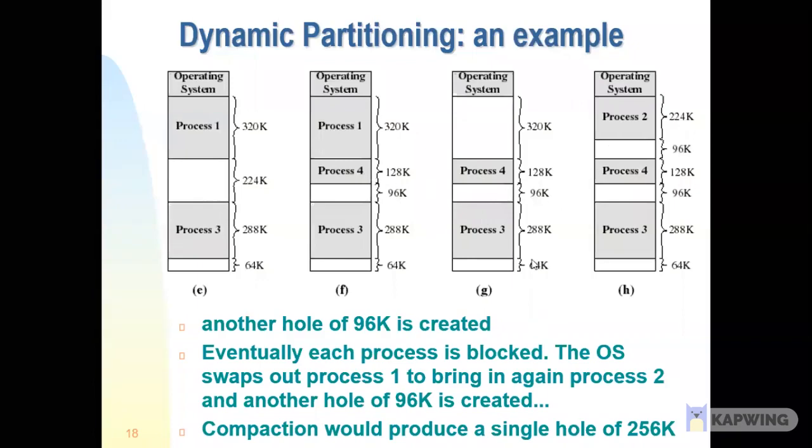Now again, which process comes? P1 is out. So it will release how much memory? 320K. Swap out is your process 1. Now process 2 you want to execute again. Process 2 is of 224K. So it will allocate this memory. Now how many holes are there? This 96K, 96K and 64K.